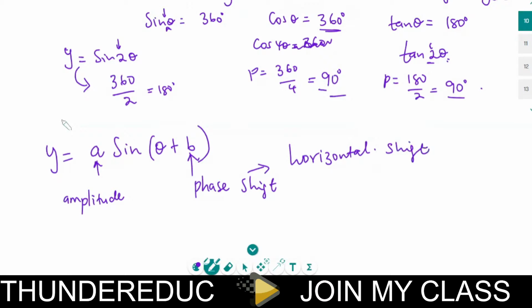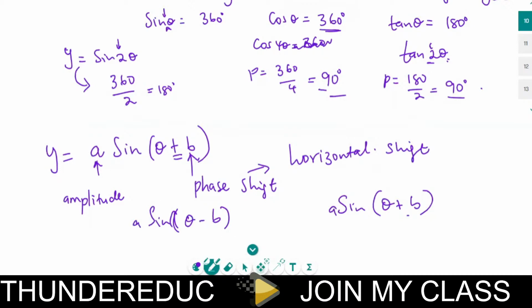Now, if the graph is shifted to the right, the phase angle will be represented with a negative sign. So it will be sine of theta minus that phase angle. And if the graph was shifted to the left, then it will be a positive sign to represent that shift. So that we have to also remember.